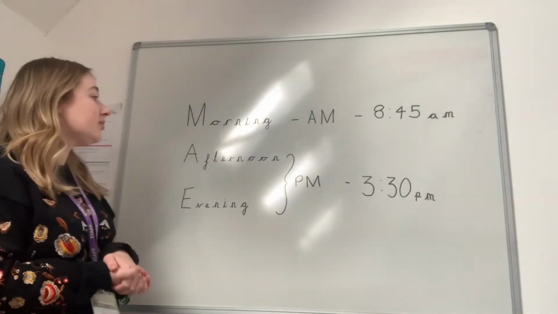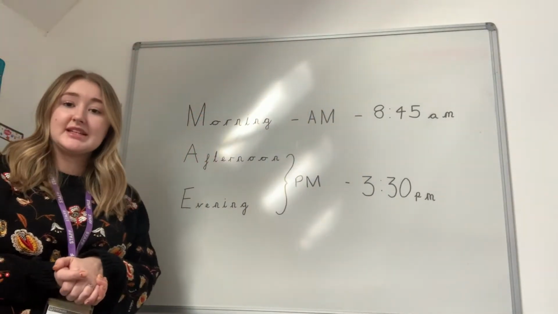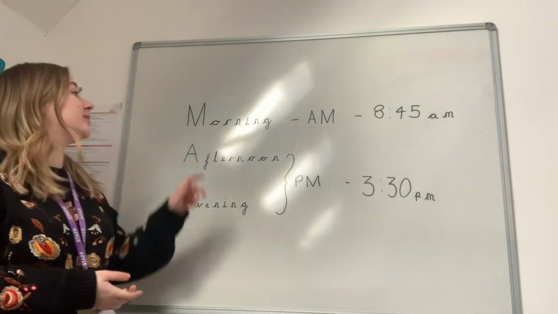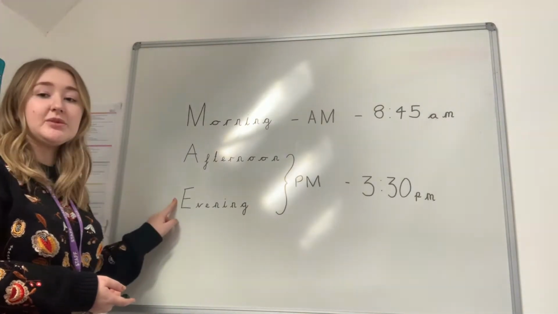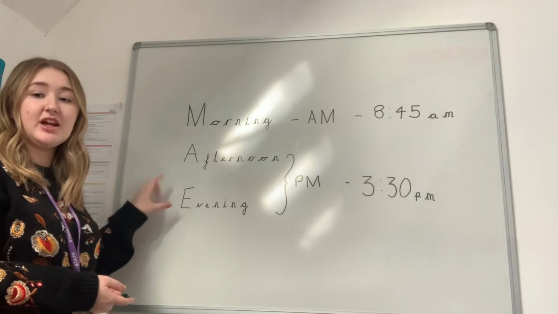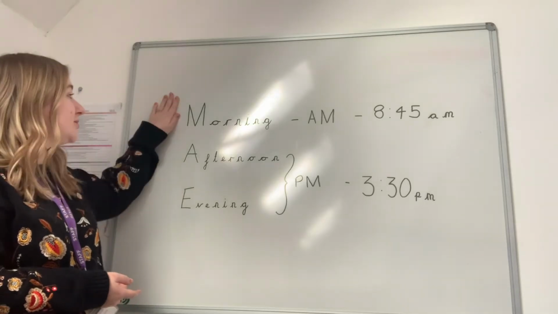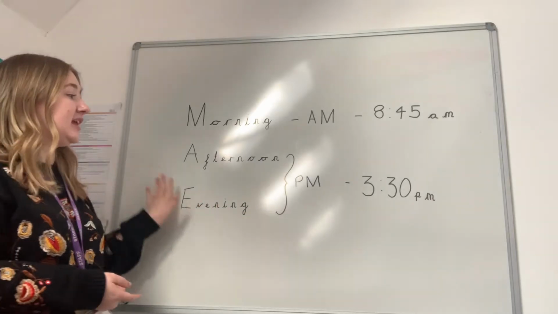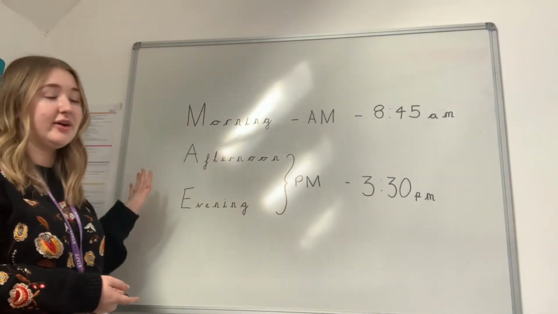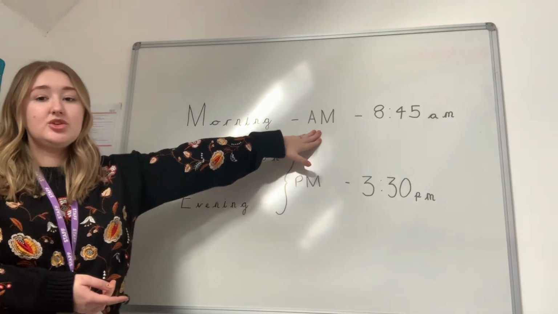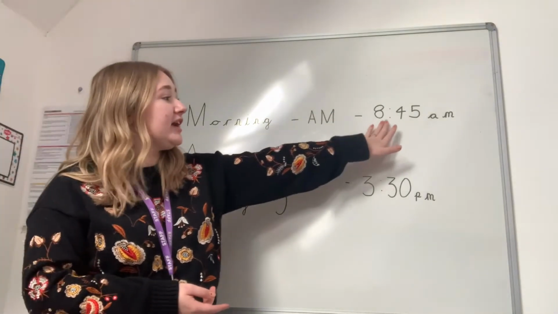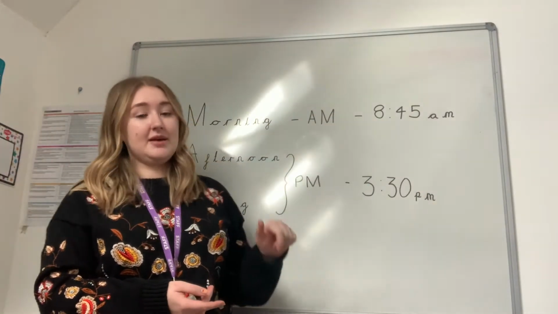Okay. So time can be split into three parts of the day. We've got the morning, the afternoon and the evening, but typically the afternoon and evening are mushed together. So we've got the morning and then the later part of the day, okay? The morning can also be known as the AM. So you start work at 8:45 AM.